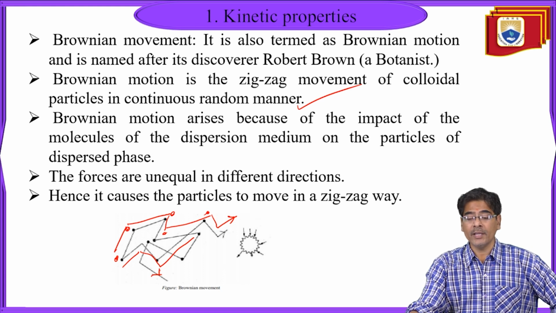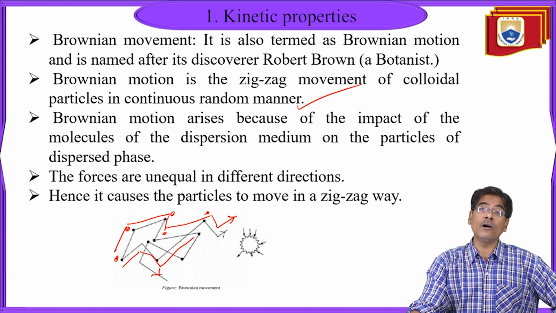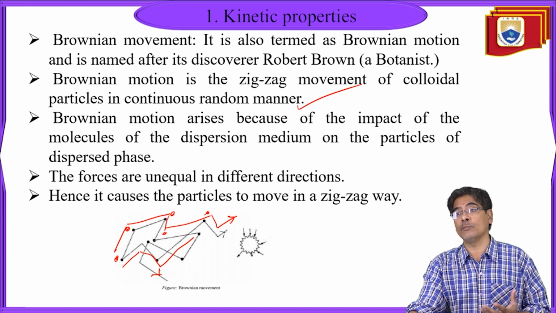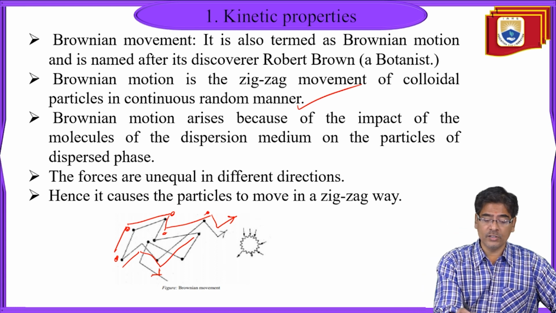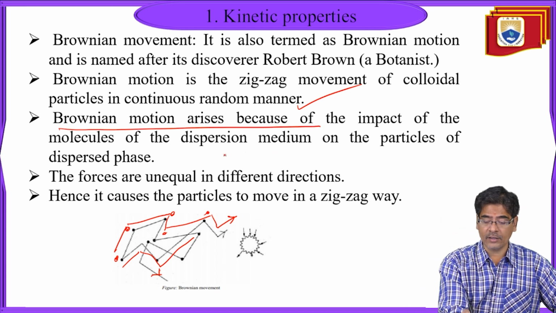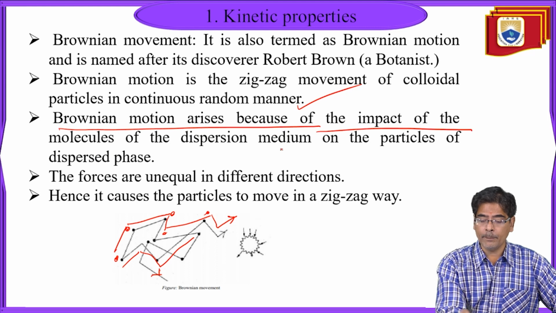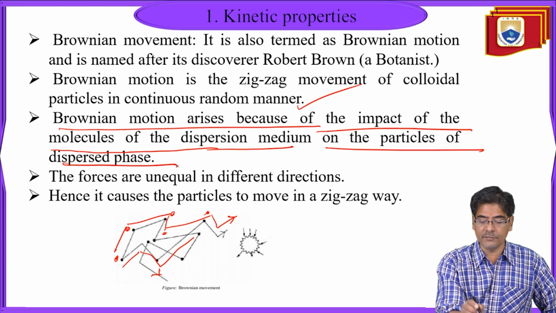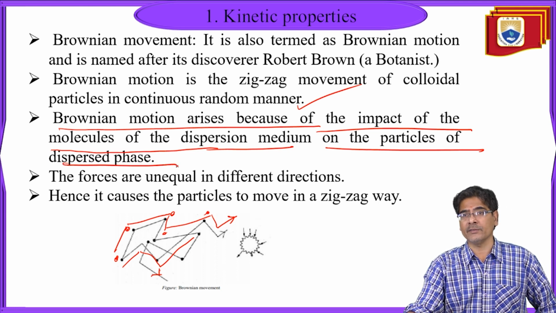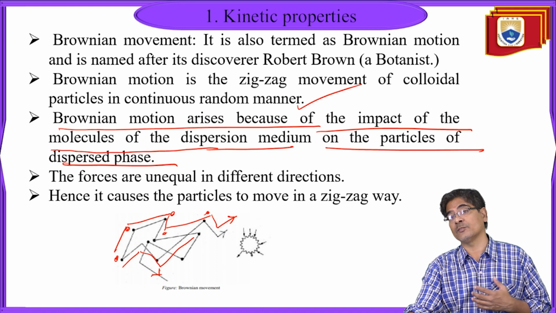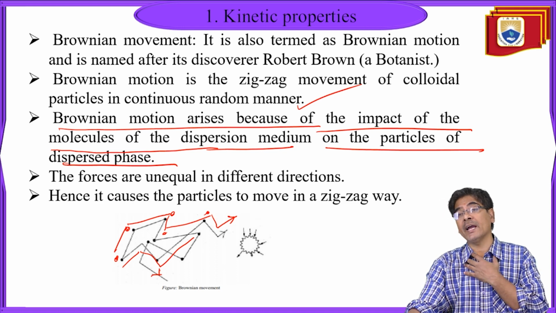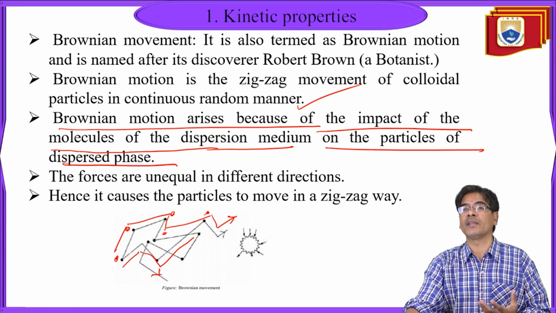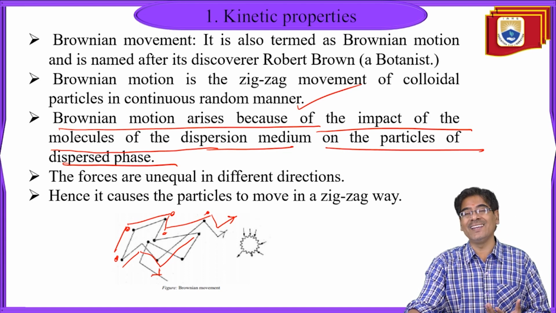Brownian motion arises. Why? The reason for the Brownian motion is the impact of the molecules of the dispersion medium on the particles of the dispersed phase. So that's the reason why the Brownian motion arises. The forces are unequal in different directions.